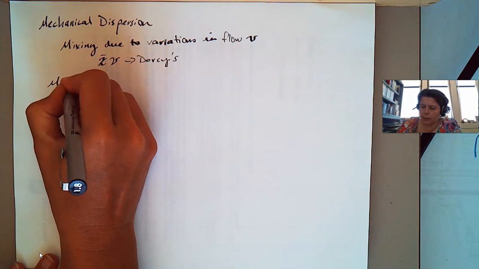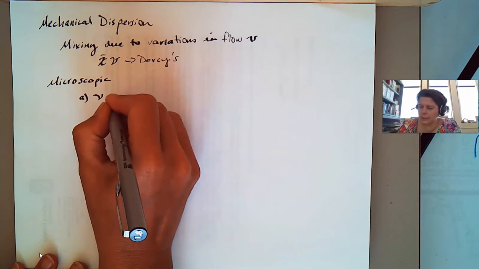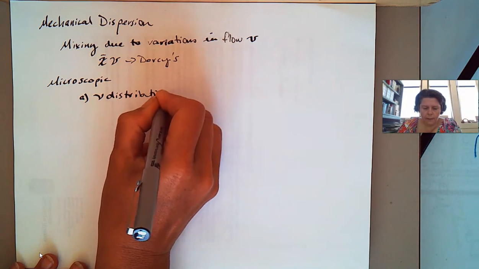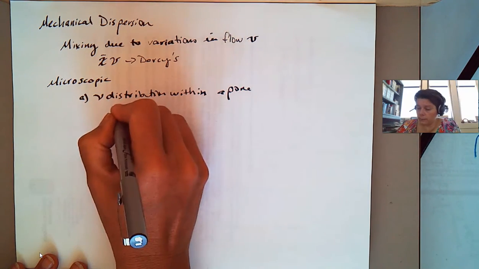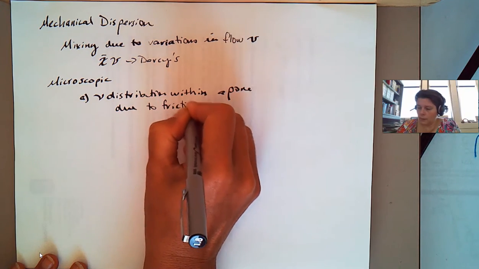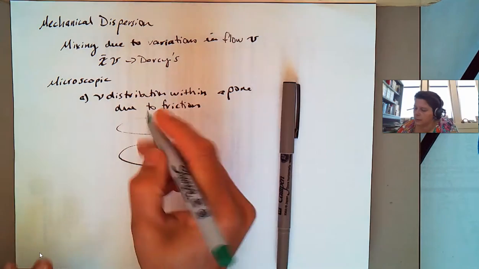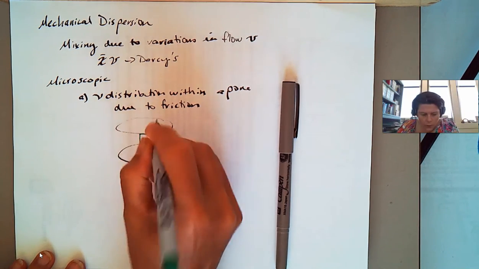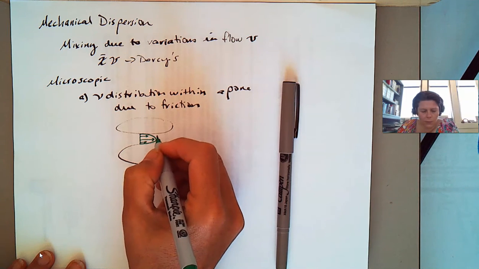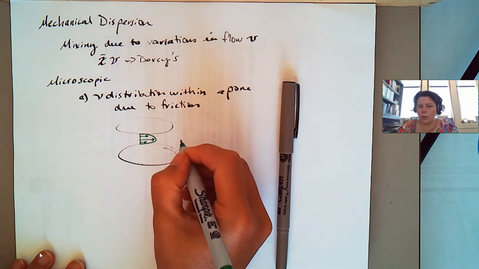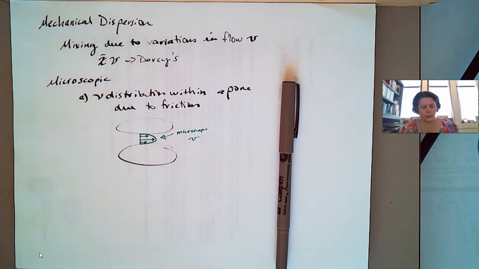So at the microscopic level, you can get velocity distribution within a pore due to friction. So if you have a grain here and a grain here, say you have two grains, you're going to get faster velocity down the center here than on the sides due to friction as that water molecule is going through between two sand grains. So you're going to have this variation in velocity occurring.